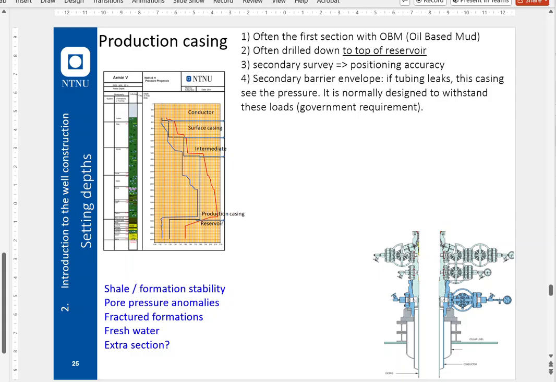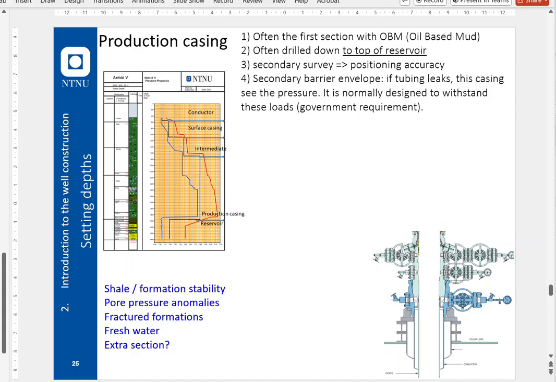Often the first section with oil-based mud, in many cases, that used to be the truth. I don't think that's so true anymore. Often drill down to the top of the reservoir. That's very, very important. That's a drilling design technique, so we won't cover it too much at this point. We will get back to it, why this section stops on top of the reservoir.